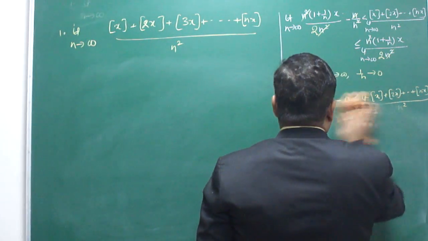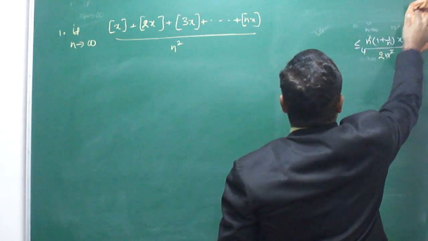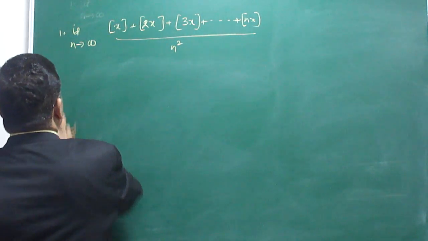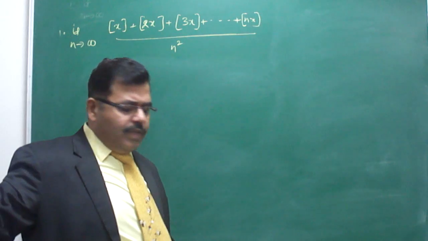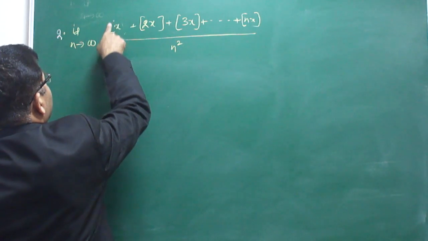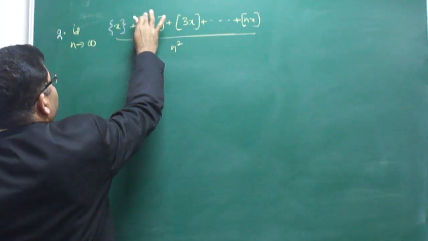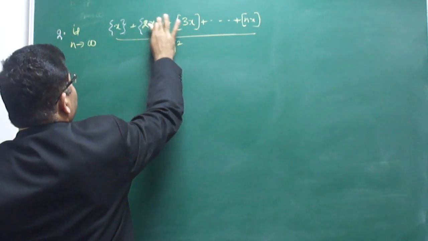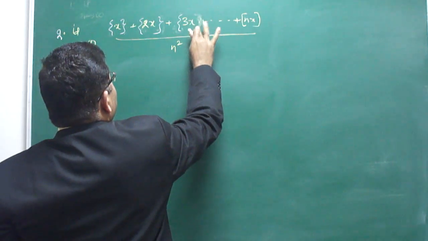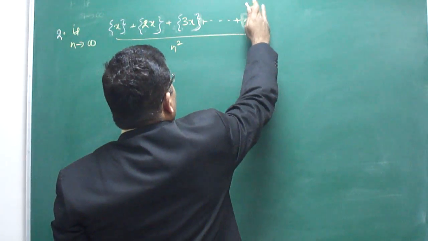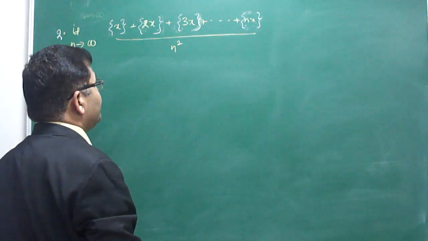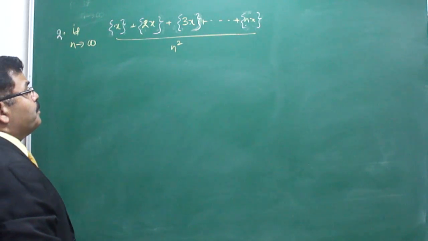If there is a partial fraction instead of all those greatest integer functions, then what will happen? Suppose in question number two, instead of this, there is the partial fraction of x, partial fraction of 2x, and partial fraction of 3x, like this, and partial fraction of nx. This is the question. Now what to do?